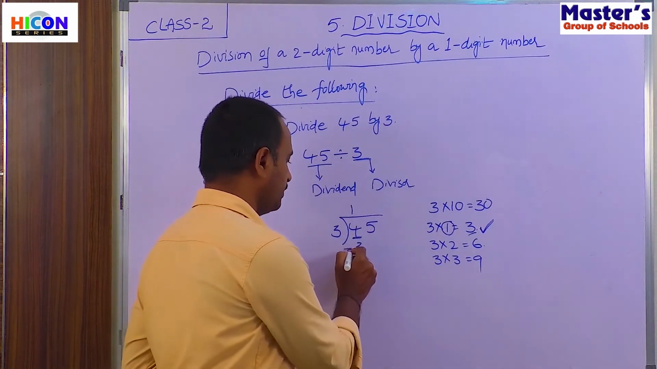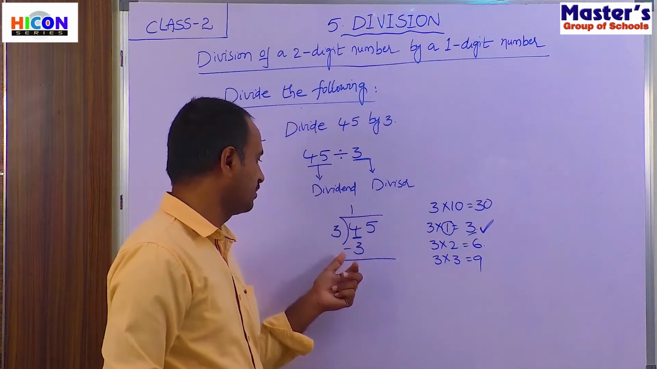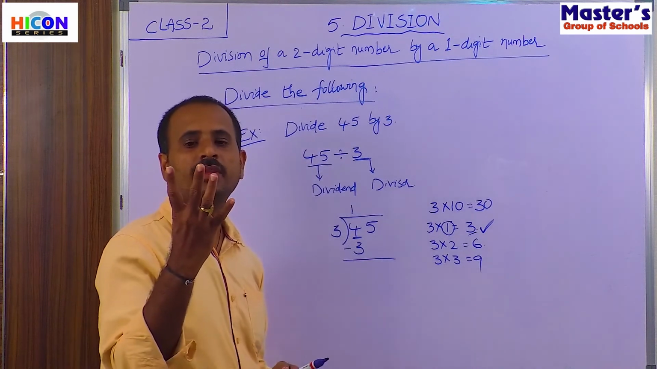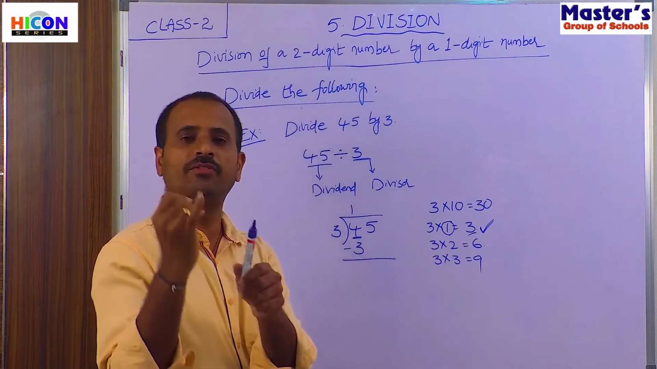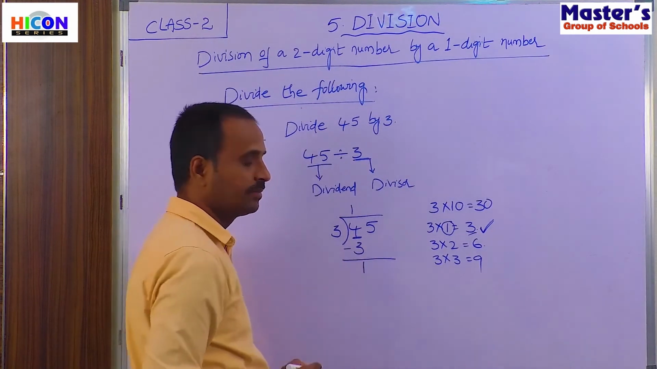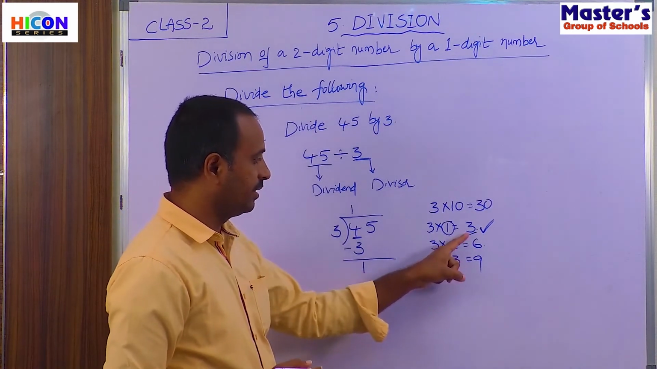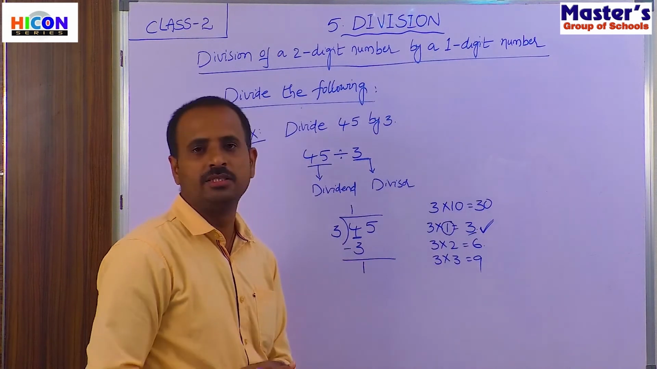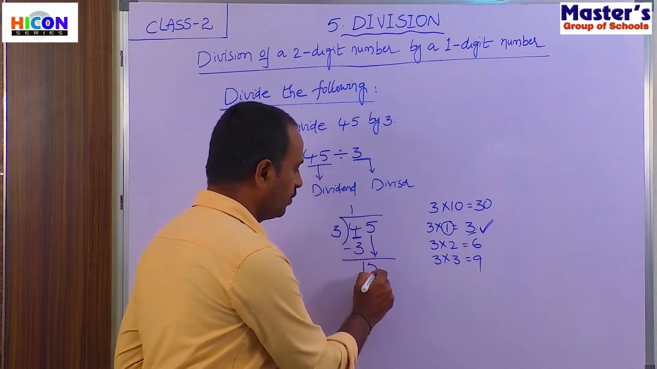And now subtract. So if you subtract 3 from 4, how can we subtract? Take 4 fingers and close 3 fingers. How many fingers are remaining? There is 1 finger remaining. So if we subtract 3 from 4, we will get 1. And the number 1 is not in the third table. So that's why bring down the next digit. What is the next digit? 5. So bring down 5.